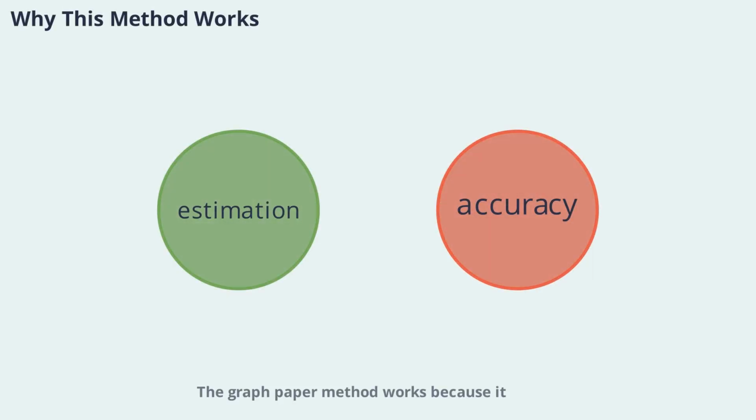The graph paper method works because it breaks down a complicated shape into smaller, manageable pieces. By estimating how much of each square is covered, you get a much more accurate area than just guessing. This approach is widely used in science and geography for its simplicity and reliability.